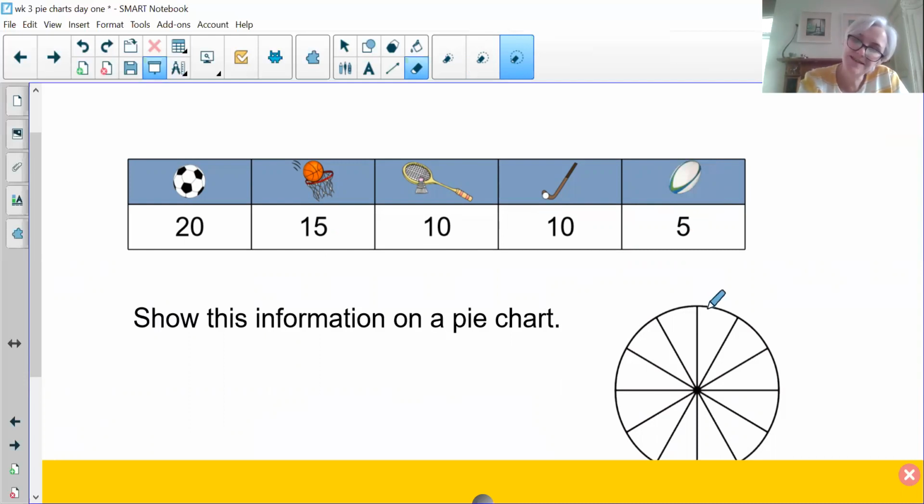Then I need to work out how many segments I have on my pie, and it's 12.